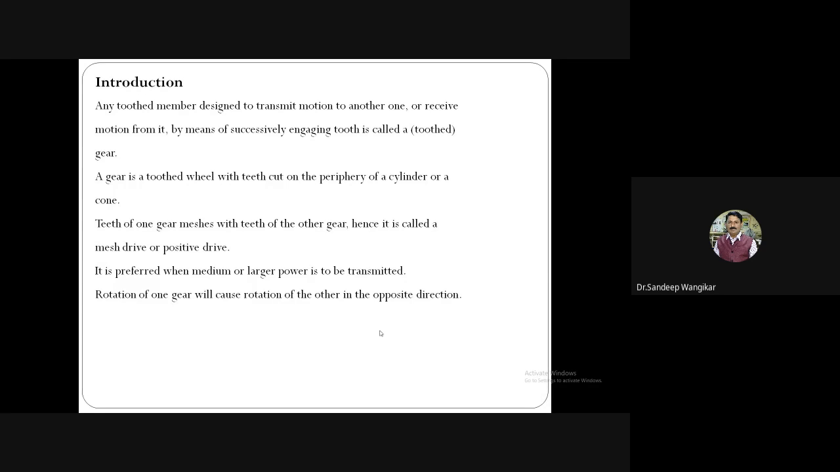You are all aware of other modes of transmission also. Chain drive is there, belt drive is there, and gear drive is there. Now we are discussing only gear drives. Rotation of one gear will cause rotation of the other in the opposite direction. If the pinion is rotating in the clockwise direction, the gear will rotate in the anti-clockwise direction, and vice versa.